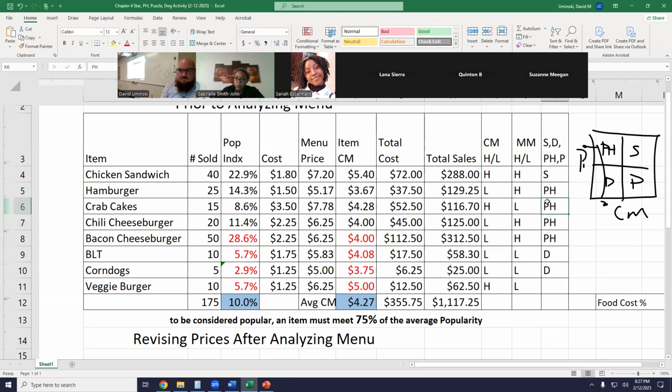Now, the best thing is the last is just a puzzle. That is our high contribution margin with a low popularity, our puzzle. Okay. So now, let's take a look real quick and analyze this menu.